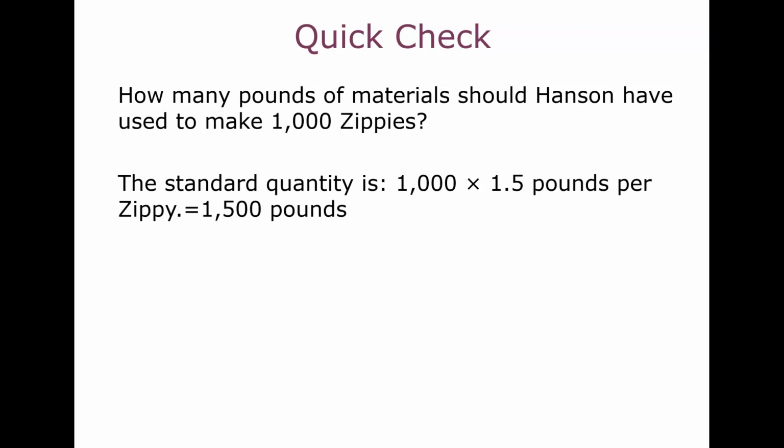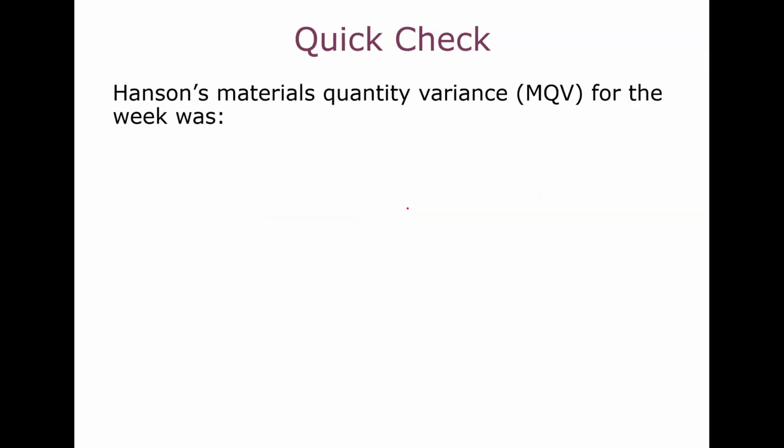You need 1.5 pounds and you made 1,000. So you should have used 1,500 pounds. So this is your standard quantity. Should have been 1,500 pounds.